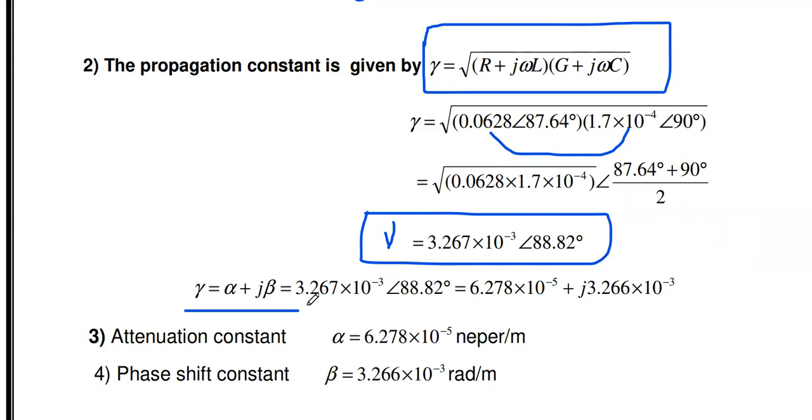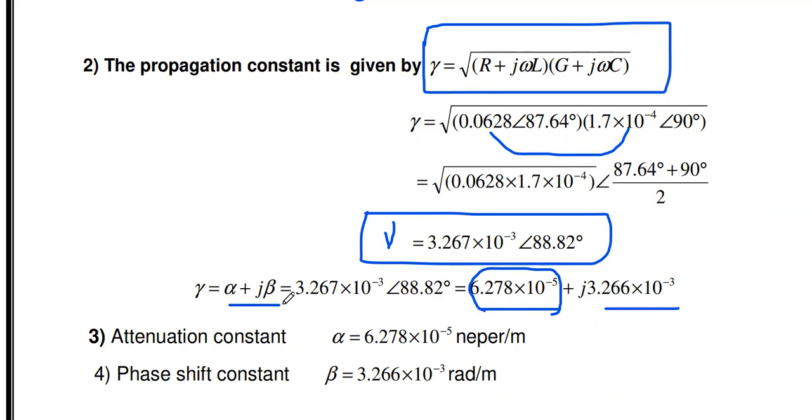So this polar coordinate, 3.267 into 10 to the power minus 3 with angle 88 degree, you just convert into rectangular using a calculator. So you may get the answer like this. After that, the real part of the propagation constant is 6.278 into 10 to the power minus 5. This is said to be alpha.